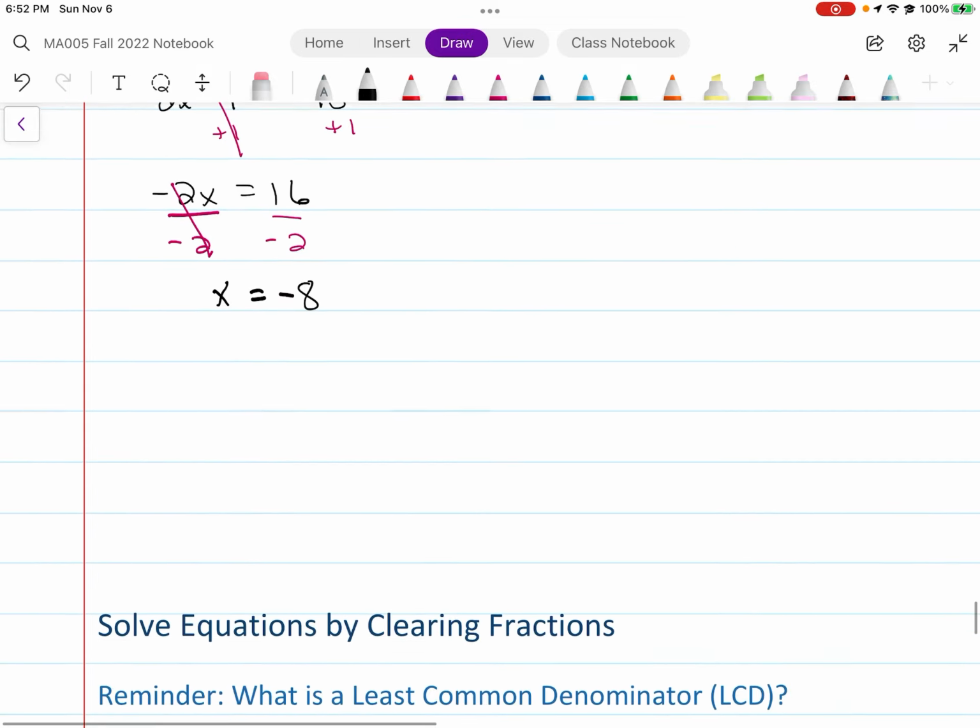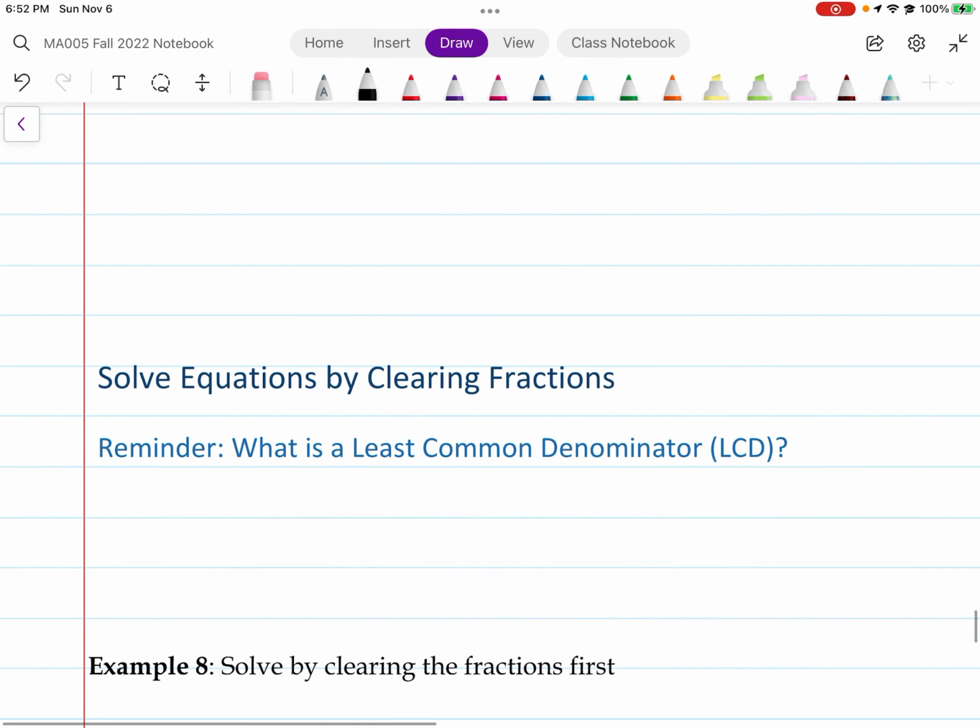All right, last topic is a little bit challenging. So we're going to solve equations that have fractions in them by clearing the fractions, and it will make life so much easier when you have algebra with fractions. And this works at all levels of difficulty of fractions.